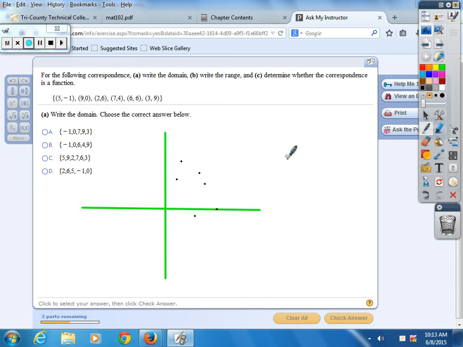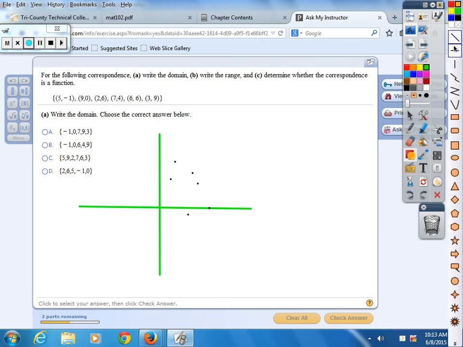Okay? Now, if you were to go in order, that would be 2. Let's take our handy dandy highlighter. Okay, go from here to here, and here to here, and here to here, and then here to here, and then here to here. Is it a function?